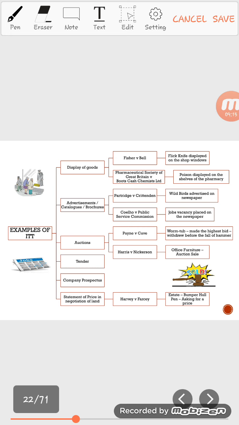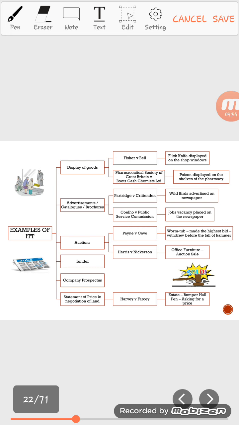Next, we look at tender. You know tender, of course, is also an invitation to trade. And we have the case here, Spencer versus Harding. In Spencer versus Harding, it's about a letter of tenders for a sale of certain goods, and the court considered the letter of tenders an invitation to trade.